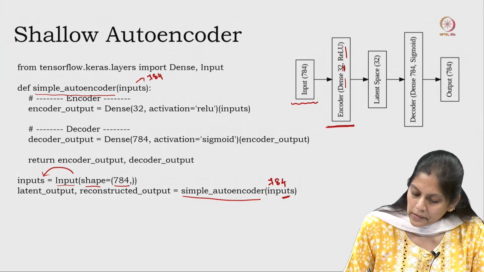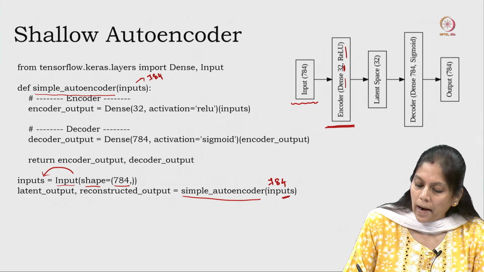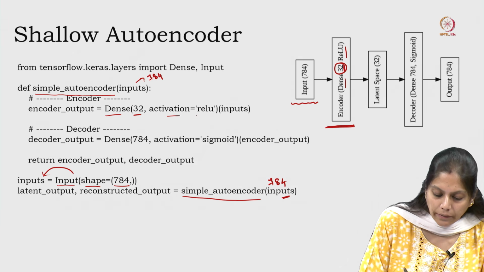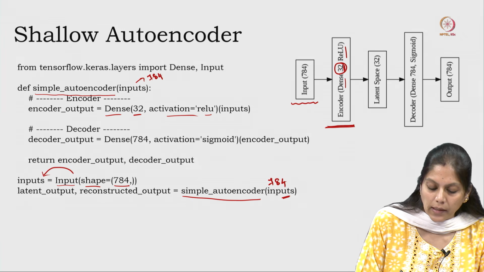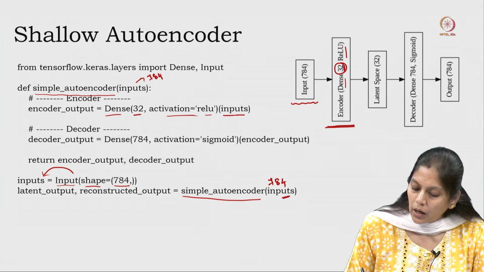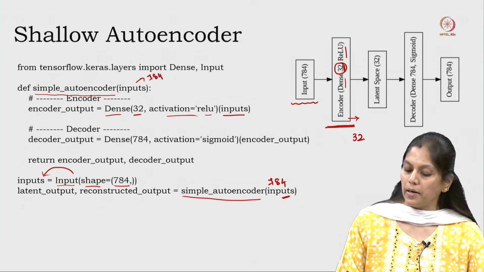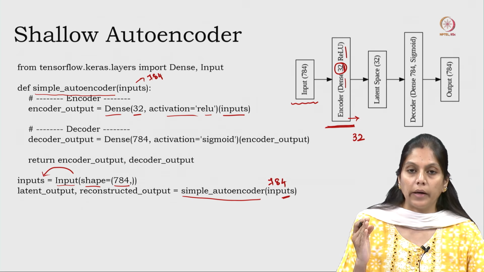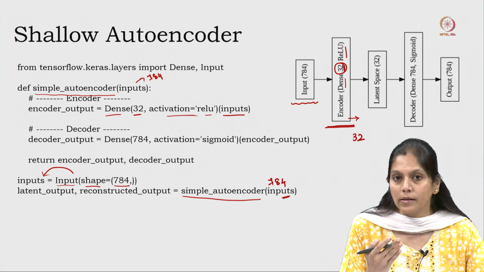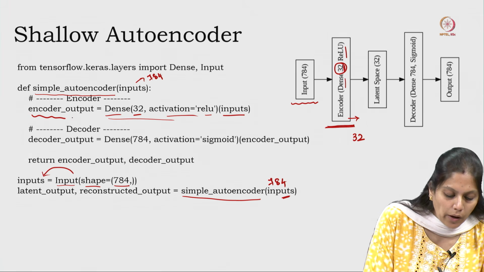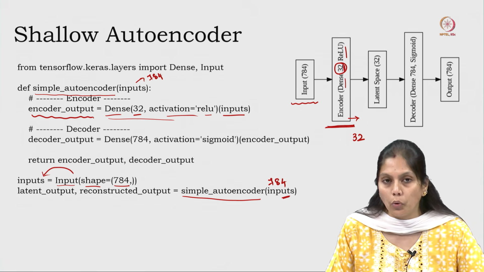Now, look at this, this is the encoder part, and how many neurons have we defined? 32. So, Dense 32, activation is ReLU, and what is being passed? This inputs is passed. So, the output of this, how many values will you get? 32 values we get, and that is the latent space. The 32 values you are getting is the latent representation of this 784. Therefore, this entire thing is assigned to a variable called encoder_output.